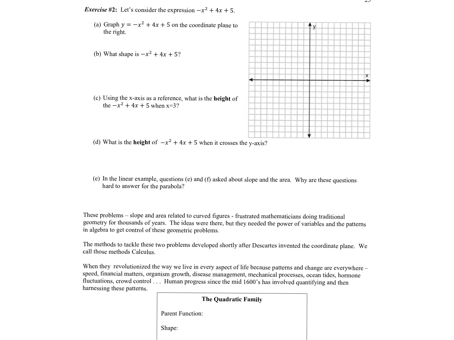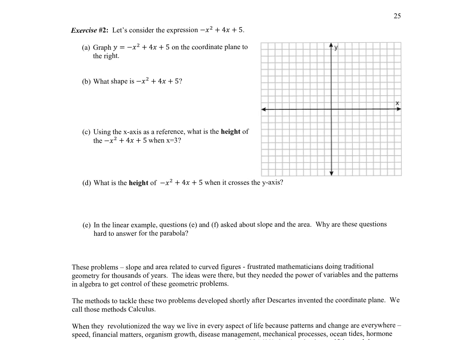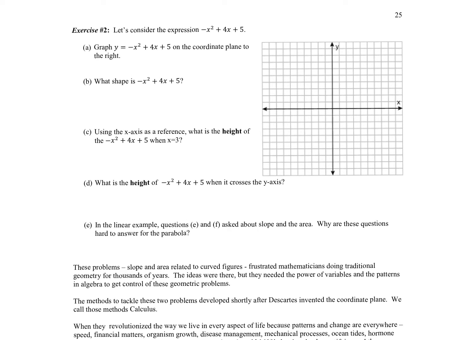So here we have the expression negative x squared plus 4x plus 5. So we're going to graph it on the coordinate plane to the right. And I'm just going to start the same way I did before. So I'm going to plug in a 0. I'm not going to show all of the specific ones, but I'll talk through this one. So if I plug in a 0, I get 5. Okay. And if I continue to plug in points, so if I plugged in a 1, and this is the last one I'm going to show.